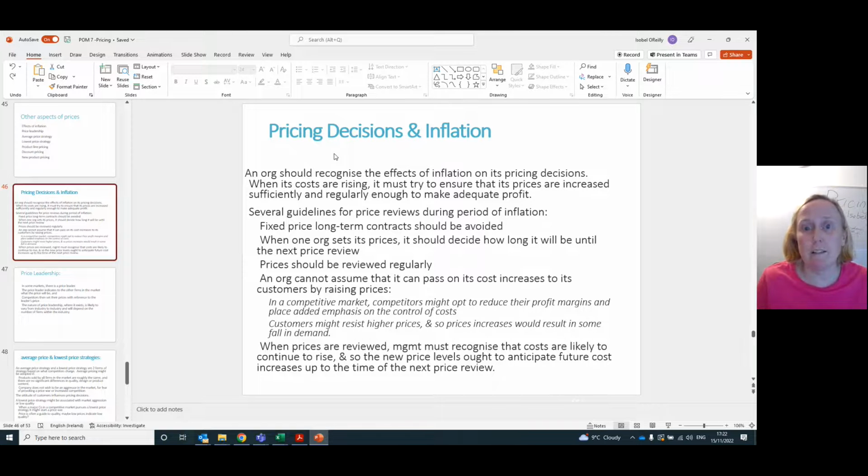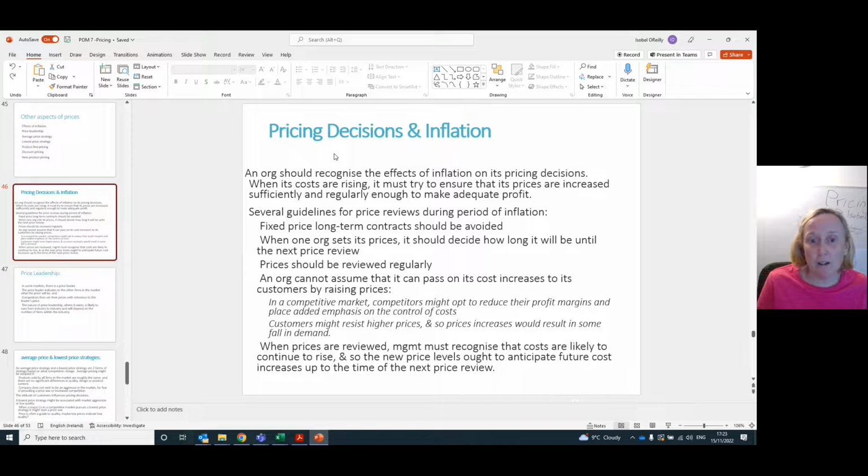So, several guidelines for price reviews during a period of inflation. Fixed price long-term contracts should be avoided. Try and go for shorter terms where we're locked in, and then we'll renegotiate later on. When an organization sets its prices, it should decide how long it will be until the next review. And prices should be reviewed regularly. So then we're reducing our risk.